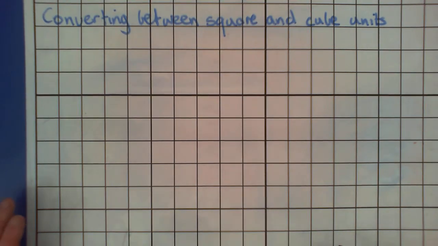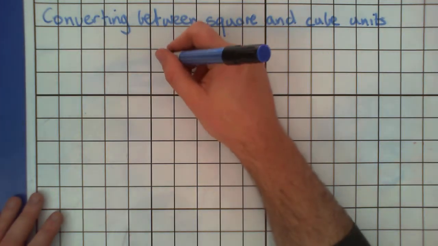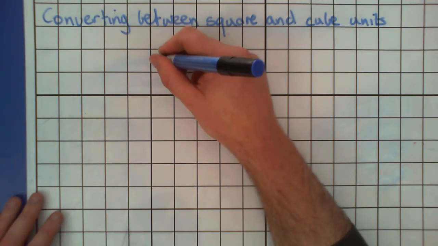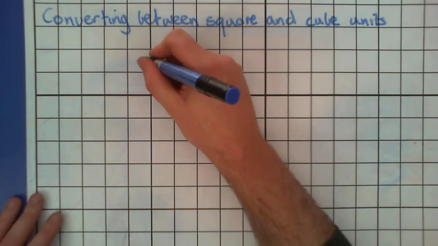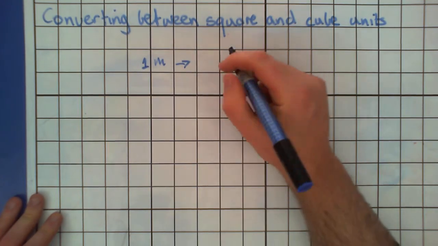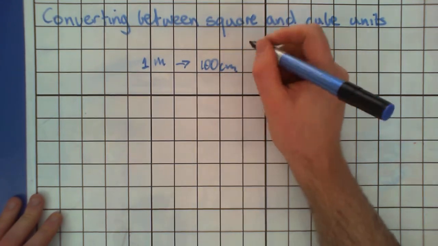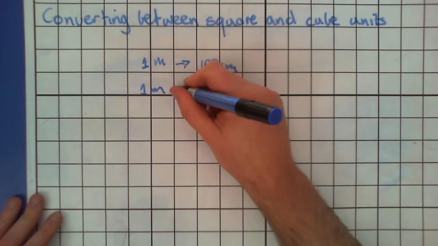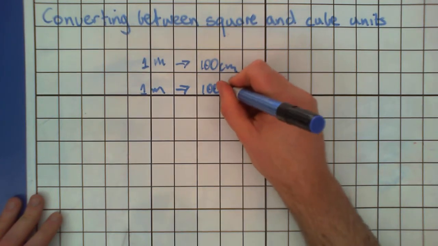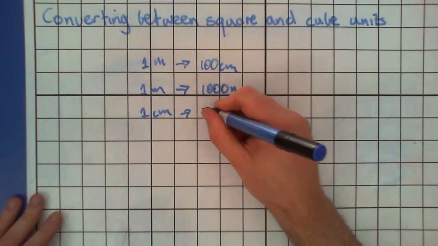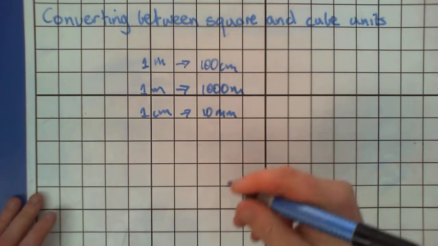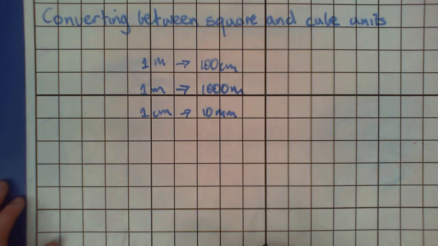The first thing I'm going to do is make an assumption that we are comfortable with converting, say, meters to centimeters. So 1 meter can be converted to 100 centimeters. That 1 meter can be converted to 1,000 millimeters. And 1 centimeter can be converted to 10 millimeters. This is knowledge I'm assuming that you have, and that you're okay with converting between units like this.